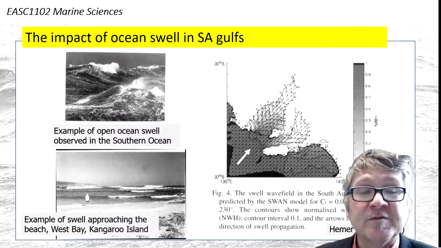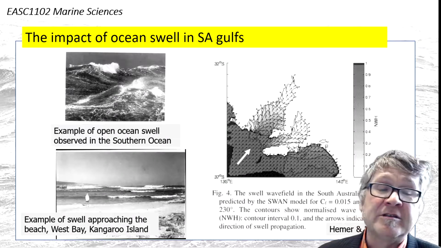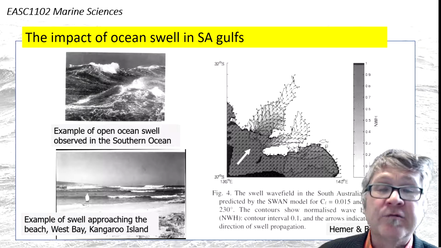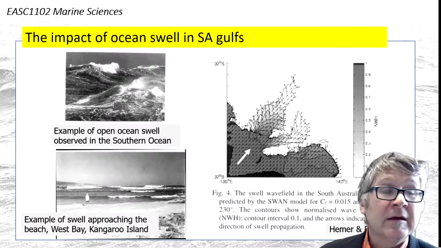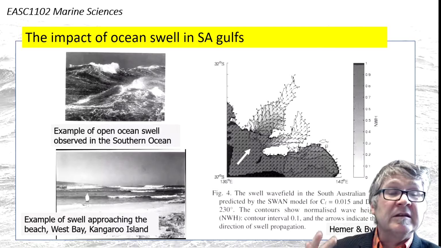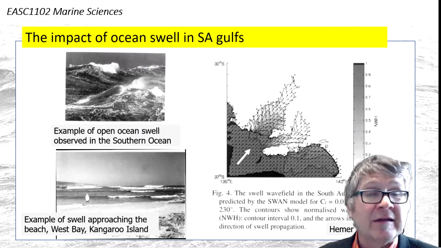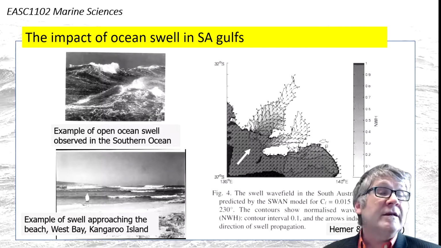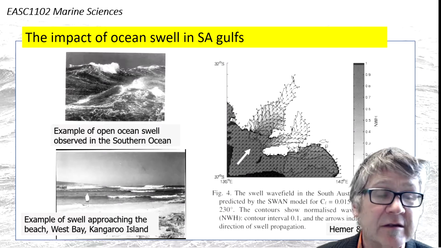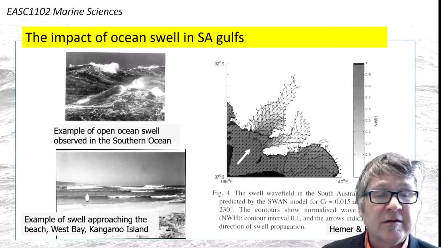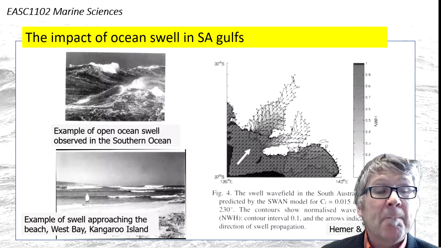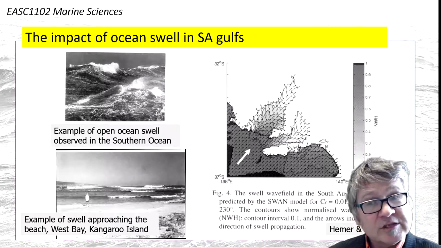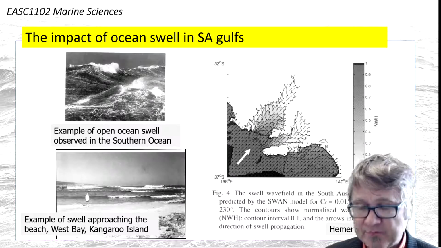In the upper reaches of Spencer Gulf and in the upper reaches of Gulf St. Vincent, there's virtually very little influence of the swell. Okay? So what it means is that the oceanic swell, the swell that comes from the ocean, only influences the lower reaches of Spencer Gulf and the Investigator Strait. Okay? But only if the swell comes from the right direction. Yeah, so this is one piece of information.